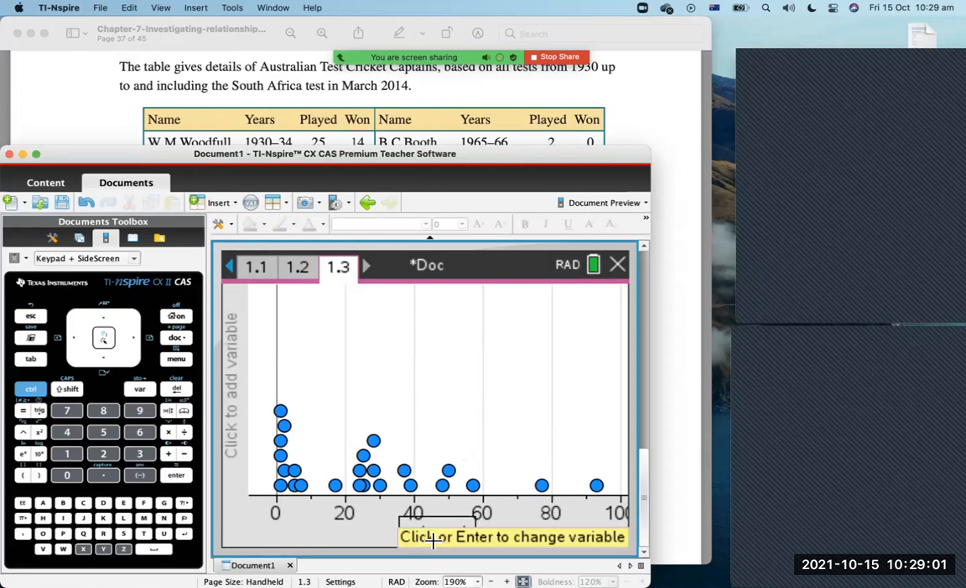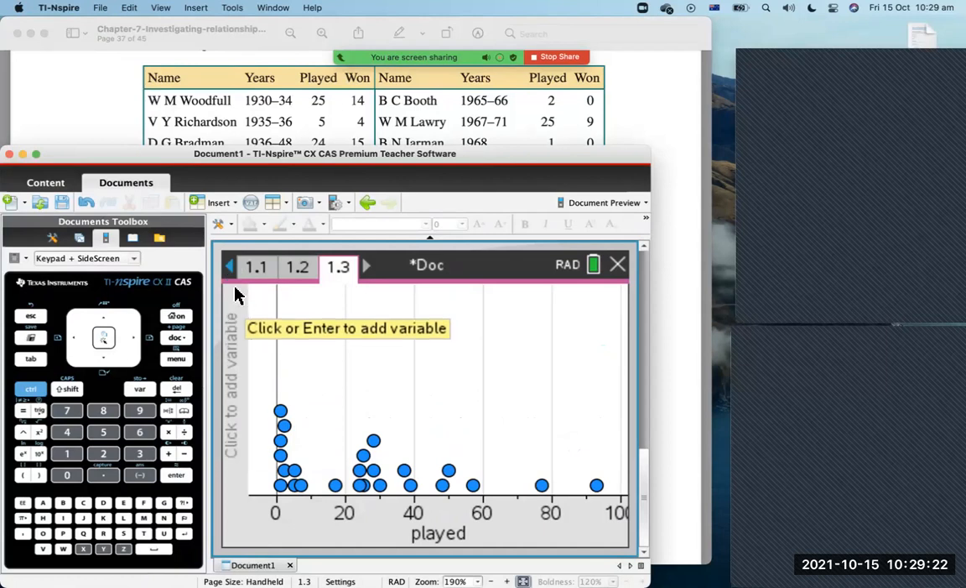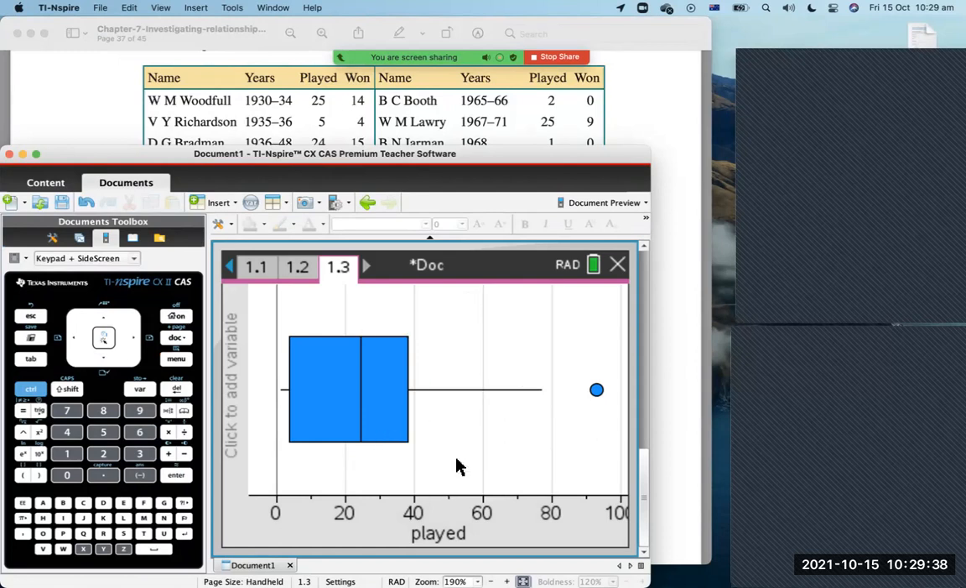Okay, so do you remember how we did this? We have to open up a statistics plot. Click at the bottom and you want the played, because if you have a look here, number of tests played. Okay, that's what we're focusing on. Then we want a stem plot first. So what we're going to do, we are going to go to menu, plot type, and stem. Oh, we can't do a stem plot on here. We can only do a box plot, unfortunately.